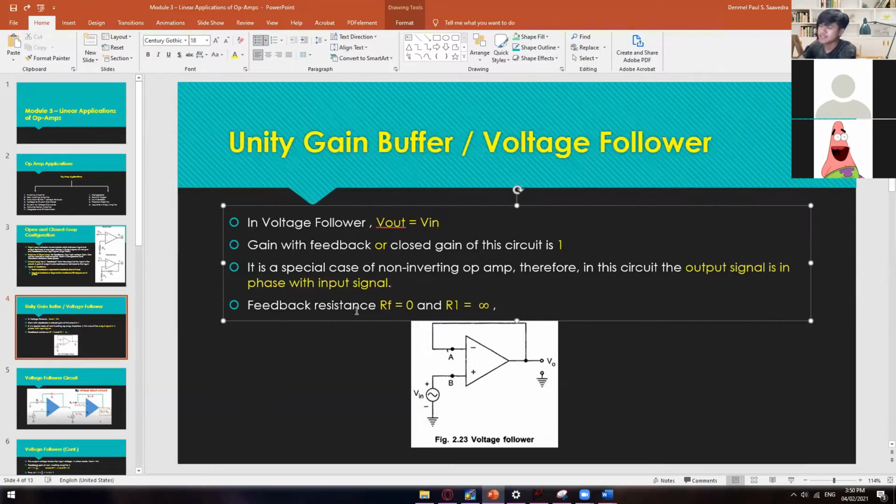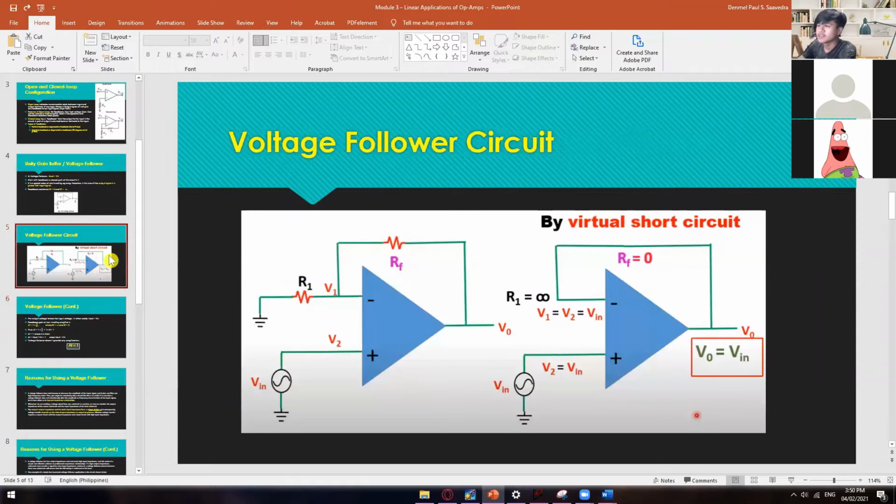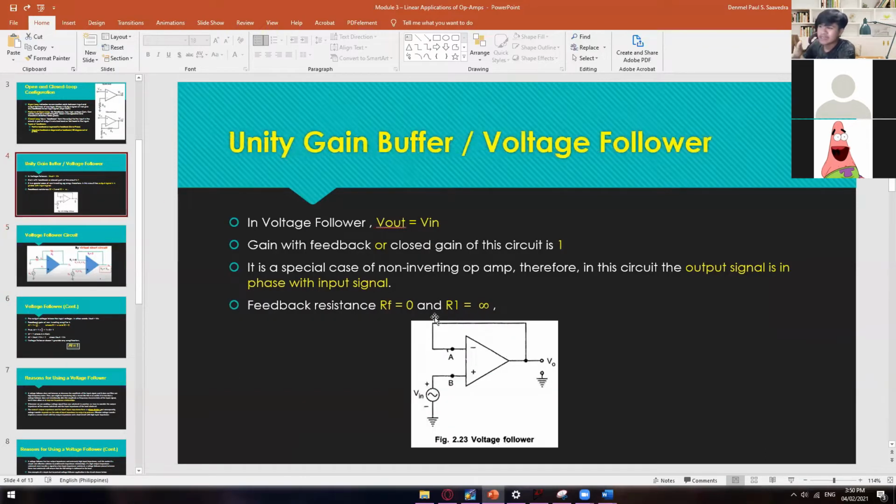So feedback resistance RF is equal to 0. And then R1 is equal to infinite. That's their default value when it comes to having a voltage follower. So that is why if ever you're going to use the formula later on, which is it in here? Yeah, it's in there. You will get the same input as the output. It's always the case. So V in is equal to V out.